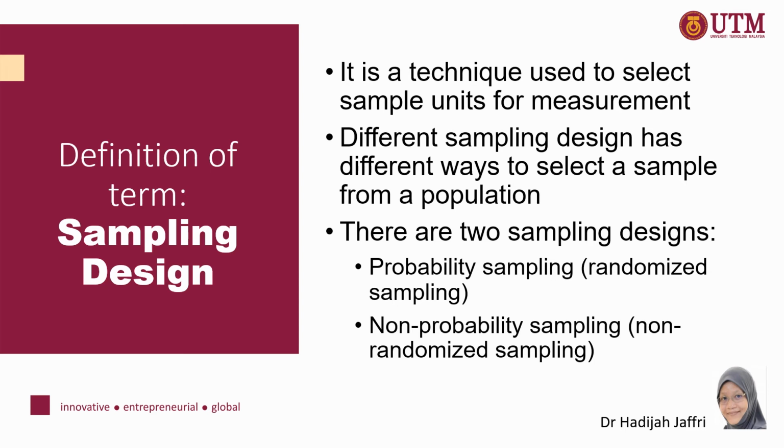What is sampling design? Sampling design is a technique used to select sample units for measurement. Different sampling designs have different ways to select a sample from a population. There are two sampling designs. One, probability sampling, or known as randomized sampling. Second, non-probability sampling, or known as non-randomized sampling.